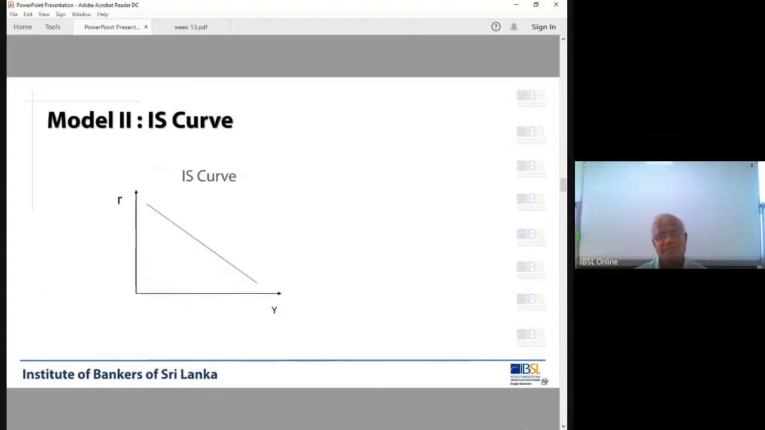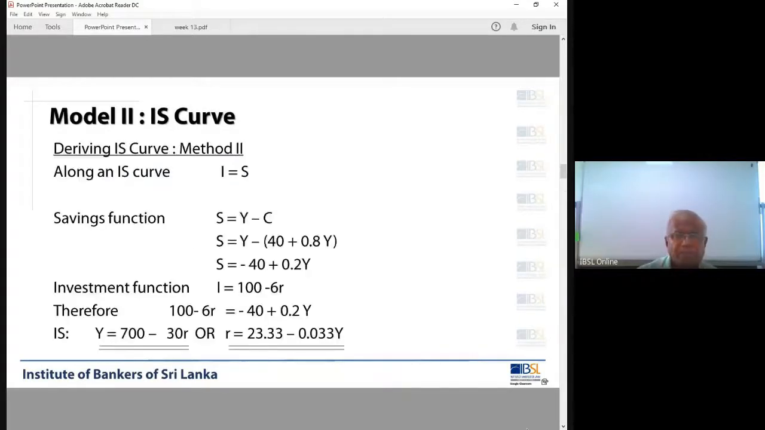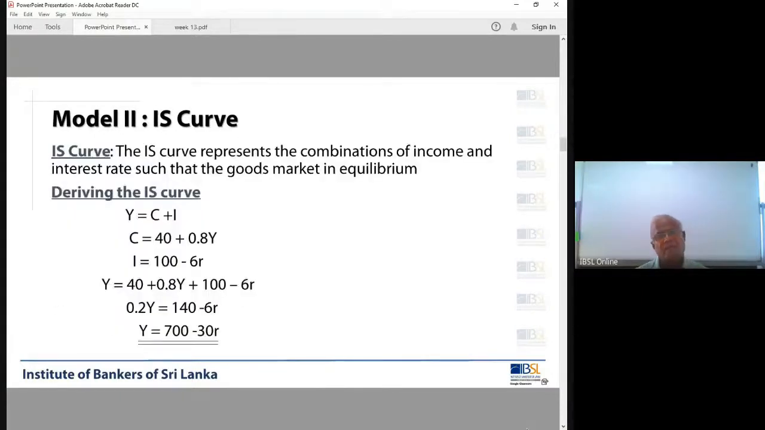I'll draw this. This is the IS curve. A combination of interest rate 10%, income 100. Interest rate 8%, income 200. Interest rate 5%, income 500. Like that, you can draw the IS curve. The mathematical formula is there. We have derived it using the Y equals C plus I equation. We have derived the equation for the IS curve.